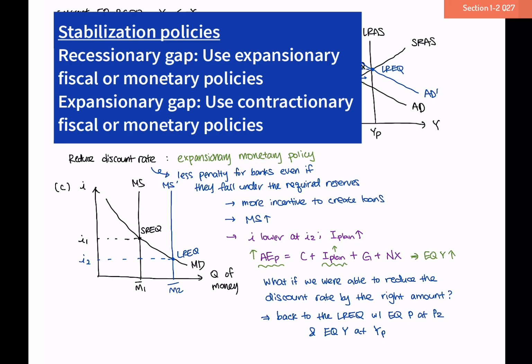You want to conduct expansionary policies, fiscal or monetary, when you're experiencing recessionary gaps. And if you're experiencing inflationary gaps, then you want to implement contractionary policies, whether fiscal or monetary.